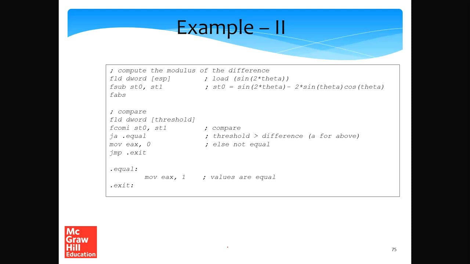Alright, now that we have this, let's do one thing. Let us again load the value that was stored at ESP, which was sine of 2 theta, into the stack top. The previous stack top goes into st1. So at this point, st0 contains sine of 2 theta, and st1 is what used to be st0 before we did a push operation on the stack. Recall that any FLD instruction pushes the value on the stack. So st0 becomes st1, st4 becomes st5, st6 becomes st7, and so on. So st1 will be the previous contents of st0, which is 2 sine theta cos theta.